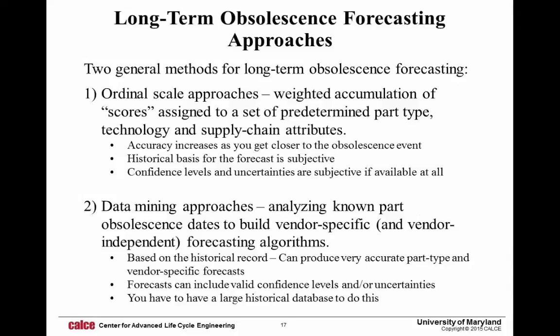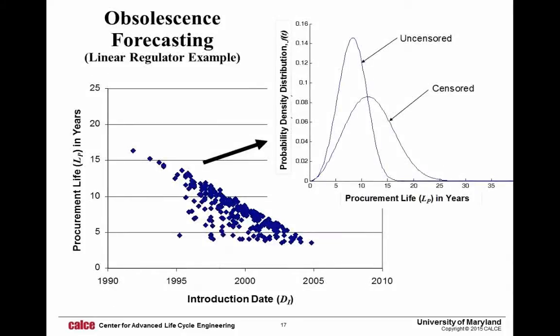So let's go to the next slide. Really quickly, I won't spend much time on this, but here's linear regulators again as an example. Here's procurement life versus introduction date for the whole population of linear regulators that had existed and gone obsolete as of 2008, I believe. The nice thing is that this picture, the wedge picture, has some structure. It's not a shotgun blast of points, and you can characterize it and calculate the probability distribution associated with procurement life for this part. Let's go on to the next slide.